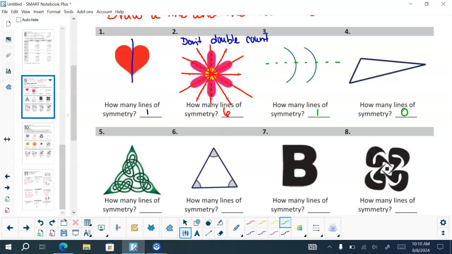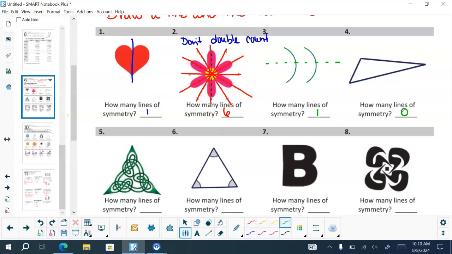Maybe if you struggle with trying to find the lines of symmetry, use your patty paper to help you. So lay your patty paper down on that shape, draw it, and then start folding it like you did on that activity. If you can't find one that works, then you know it's got to be a no.